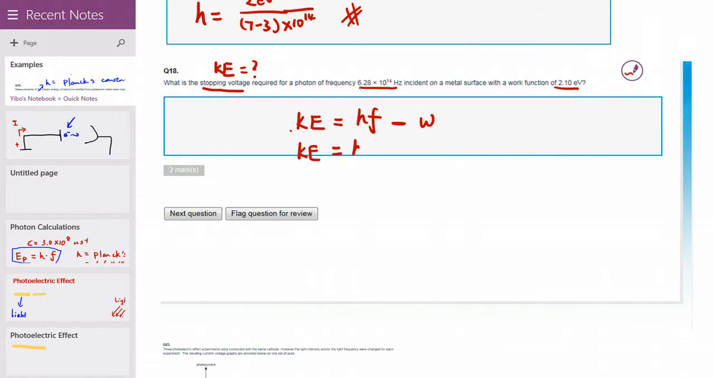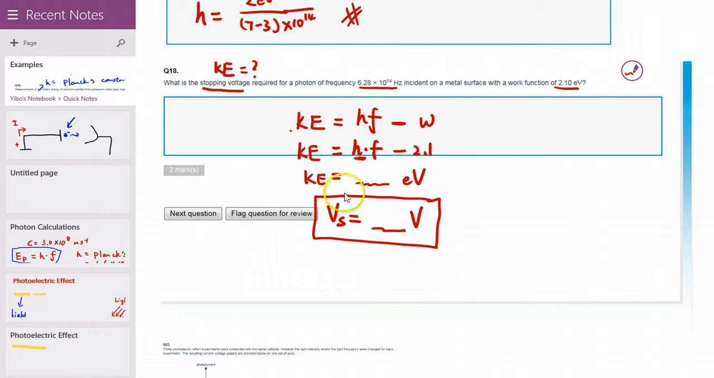Okay, so you have h times f. And when you use h, use the constant with the unit of electron volts. So take away 2.1. After you do your calculation, you get a number in electron volts. That's the kinetic energy. So the stopping voltage is whatever the number is, and change the unit to volts.